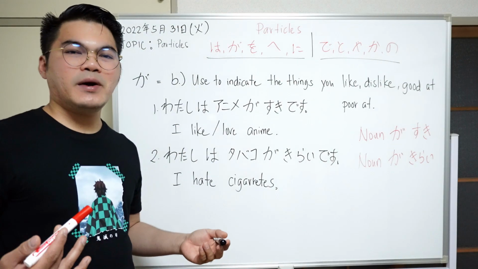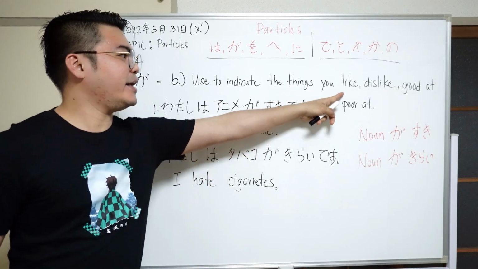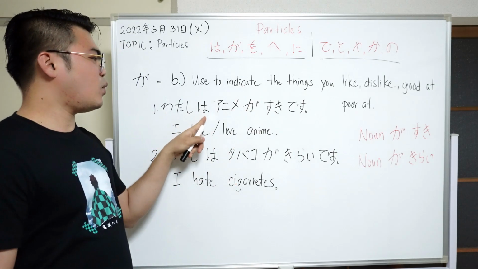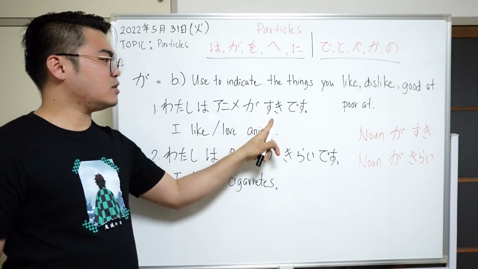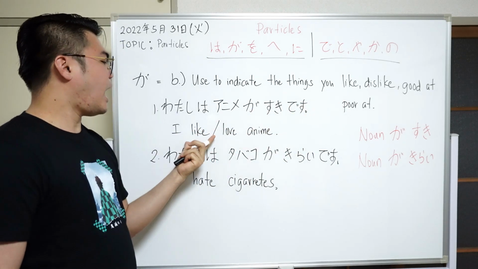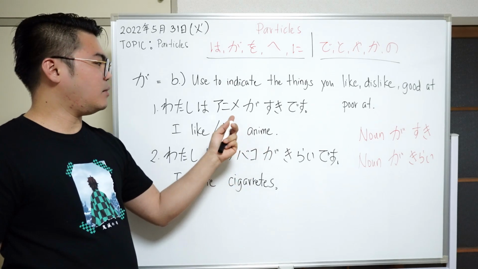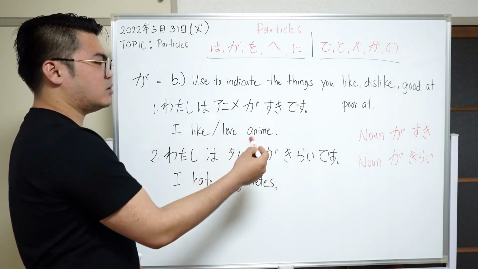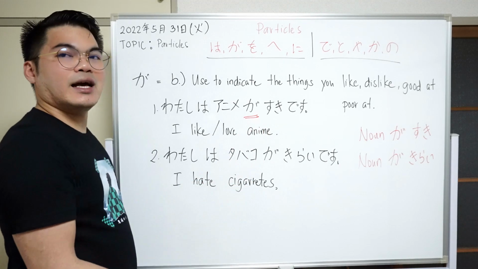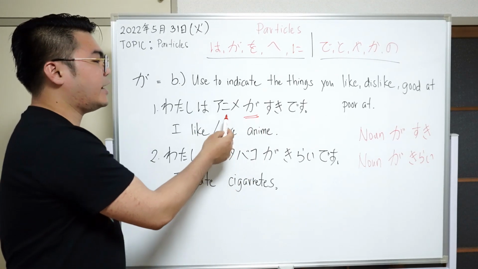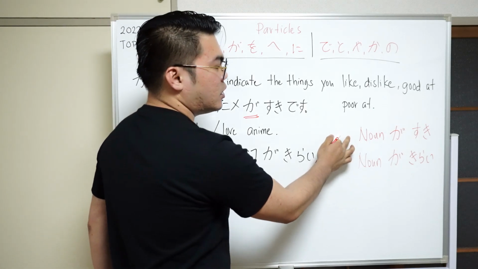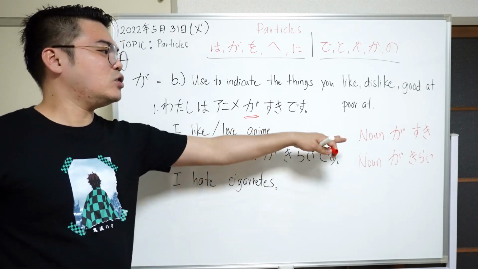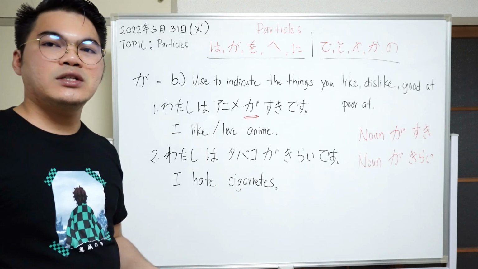The next usage of the particle ga is to indicate the things you like, dislike, are good at, and poor at. For example, watashi wa anime ga suki desu. Suki means like or love, so I like or love anime. Anime is also anime in Japanese. Since we have suki, which means like, we use the particle ga to indicate that we like anime. We have the pattern noun ga suki desu. It is used to express the things that you like or love.